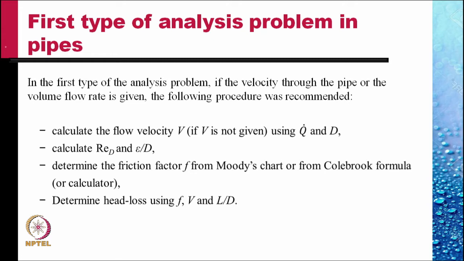is given, the following procedure to calculate the pressure difference or the pressure loss through the pipe is recommended. Calculate the flow velocity if the velocity is not given using the volume flow rate and the diameter of the pipe. Next, calculate the Reynolds number and the roughness factor. Then determine the friction factor from the Moody's chart or from a Colebrook calculator. Once we know the value of F, we can determine the head loss using F, V and L by D.